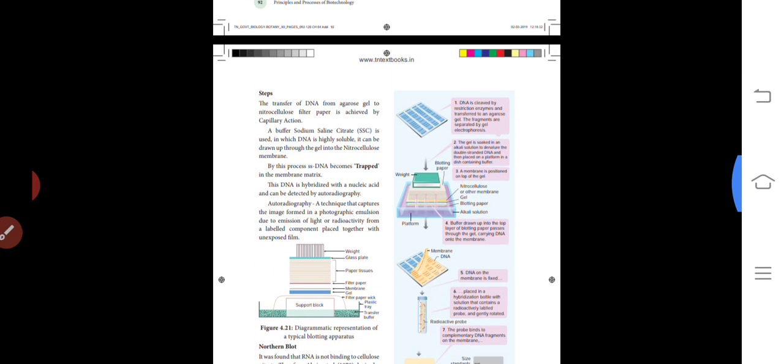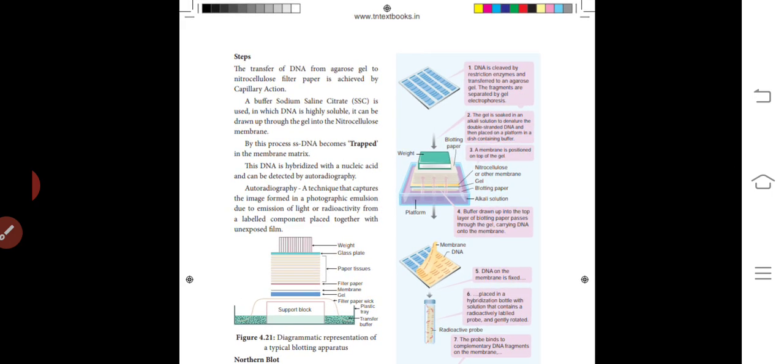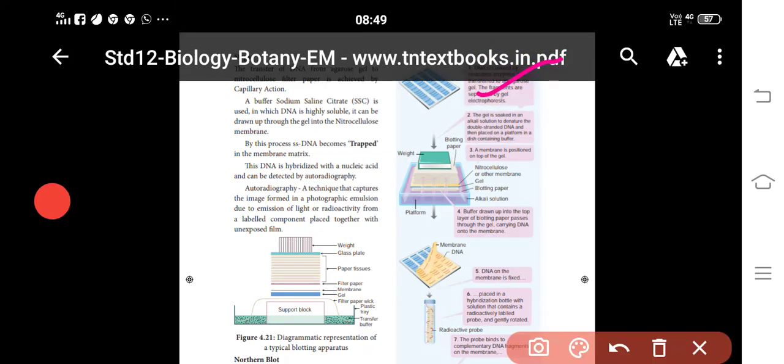So first, the DNA is cleaved. The DNA strands are cleaved by restriction enzymes. Then they are transferred to the agarose gel. The fragments are separated by gel electrophoresis. The gel electrophoresis takes place in this first step. So next one.